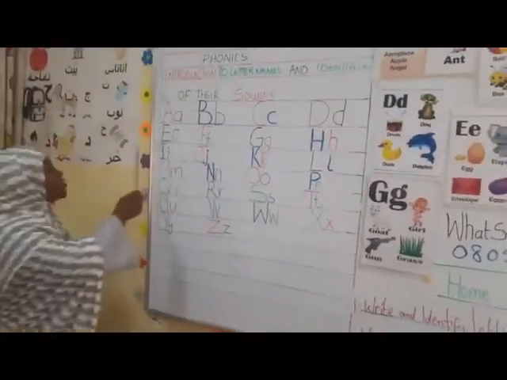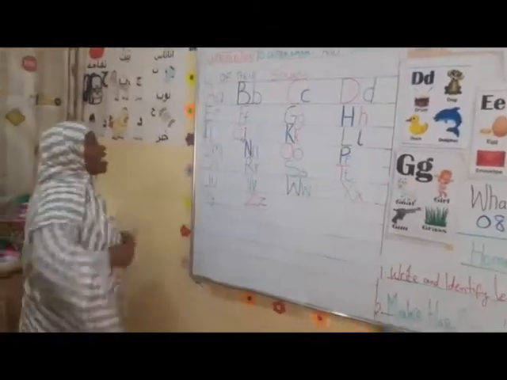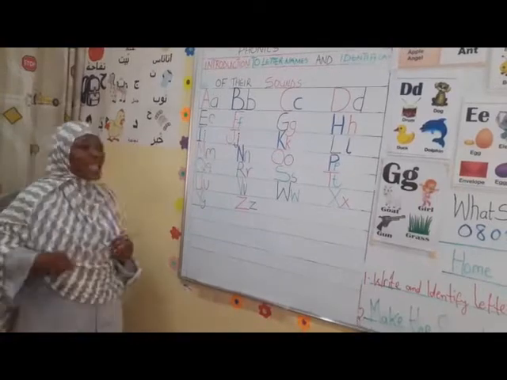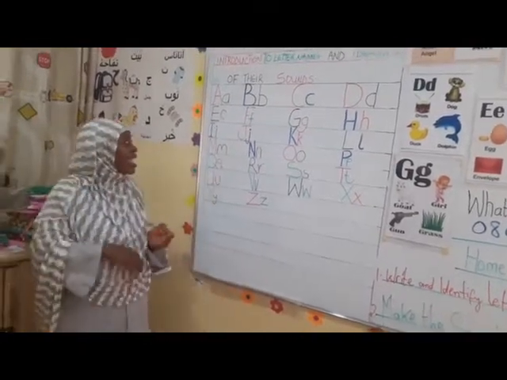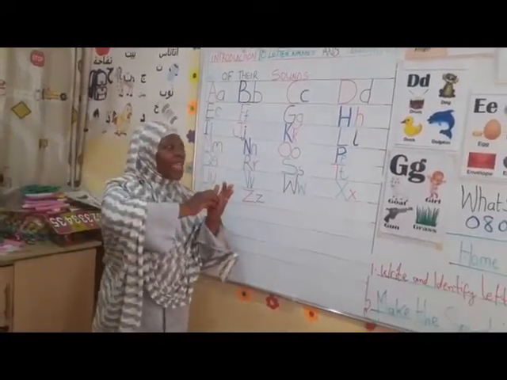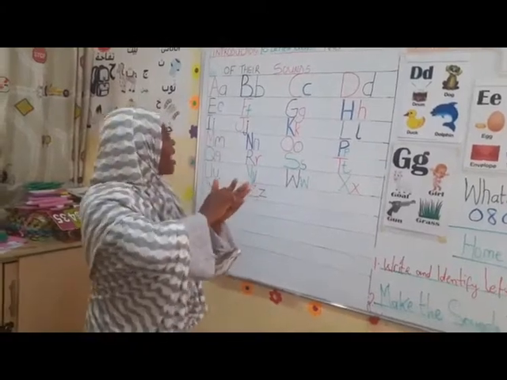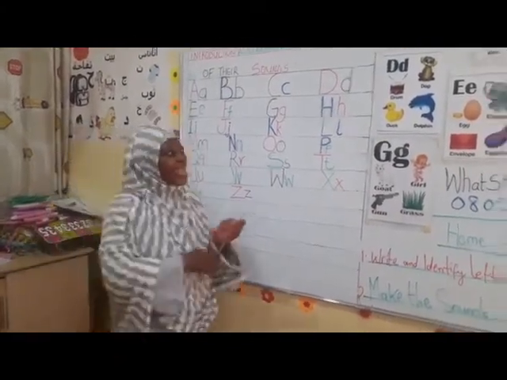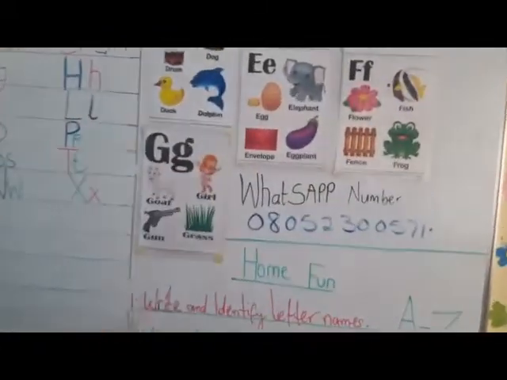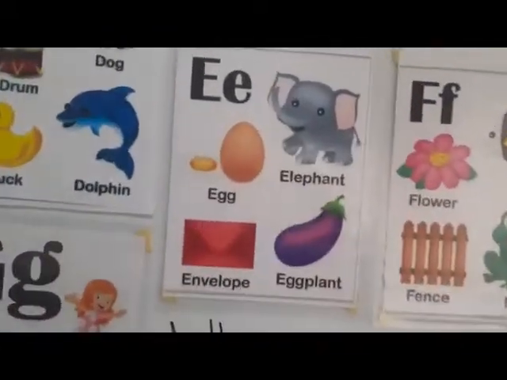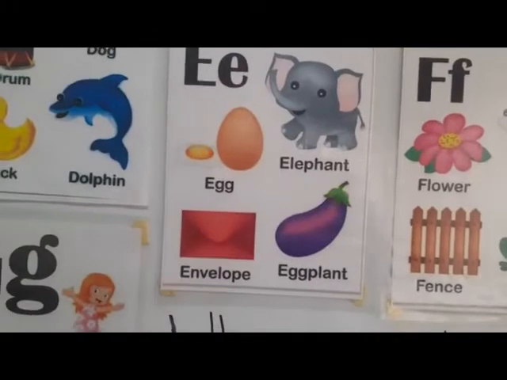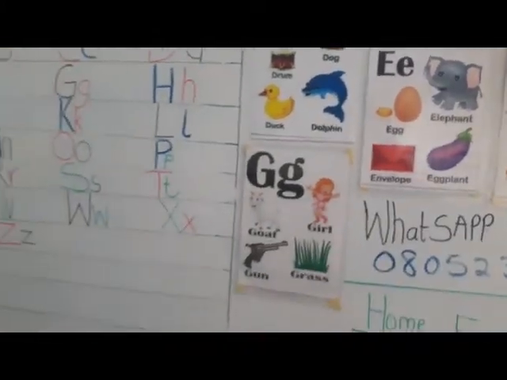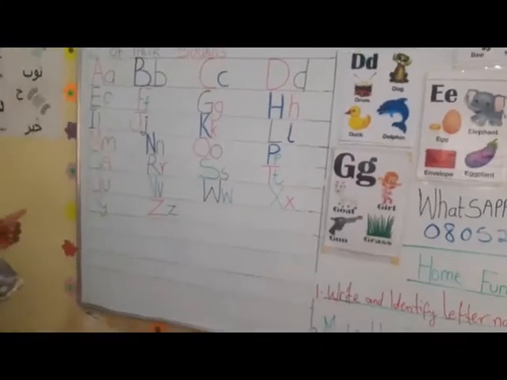The next letter is what? Letter E. Can you repeat it? Letter E. What is the sound of letter E? It sounds E. As in what? As in egg, as in elephant, as in envelope, as in eggplant. Good. Good job.